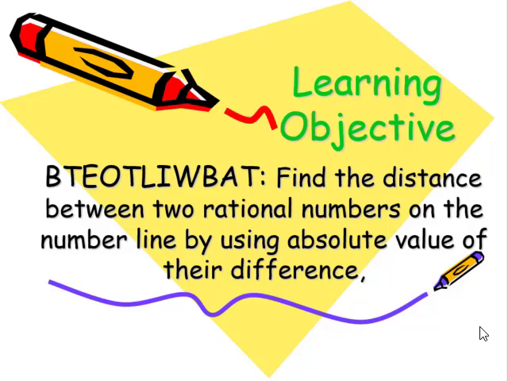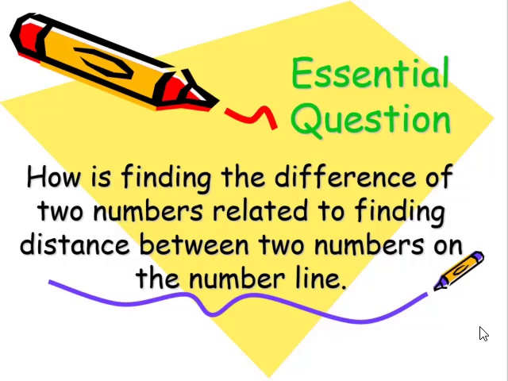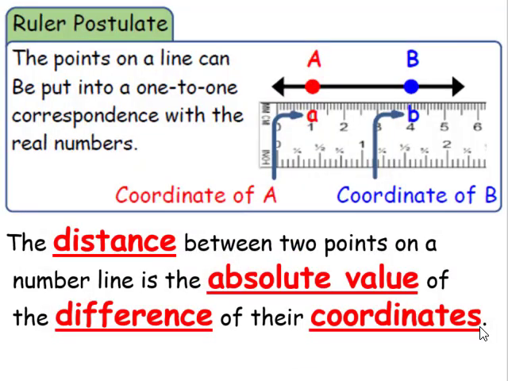A learning objective is, by the end of this lesson, you will be able to find the distance between two rational numbers on the number line by using the absolute value of their difference. Our essential question is, how is finding the difference of two numbers related to finding the distance between two numbers on the number line? The ruler postulate states the points on a line can be put into a one-to-one correspondence with the real numbers, as illustrated on the right.